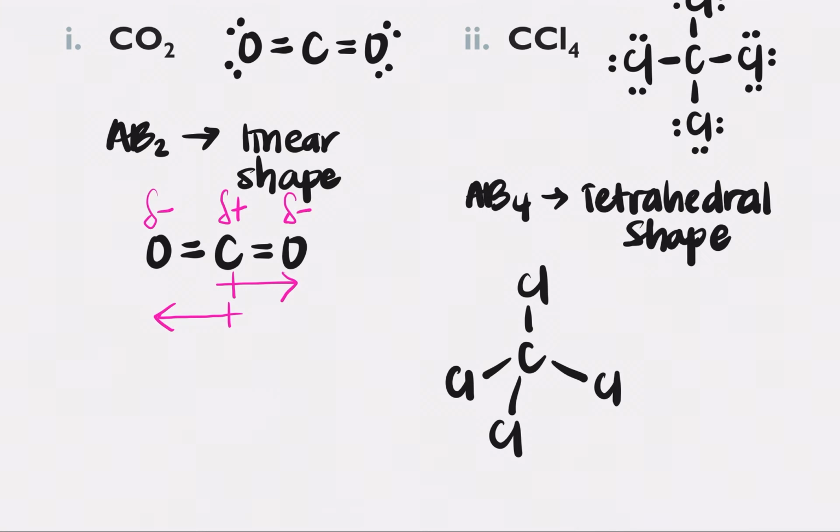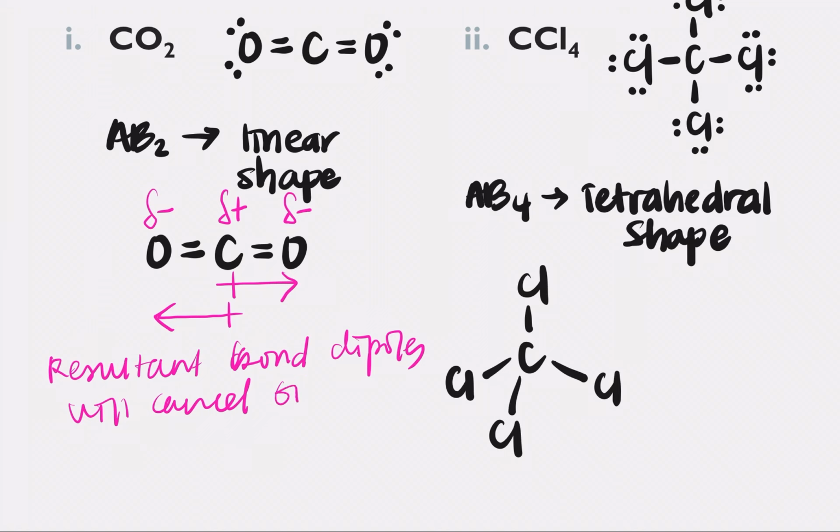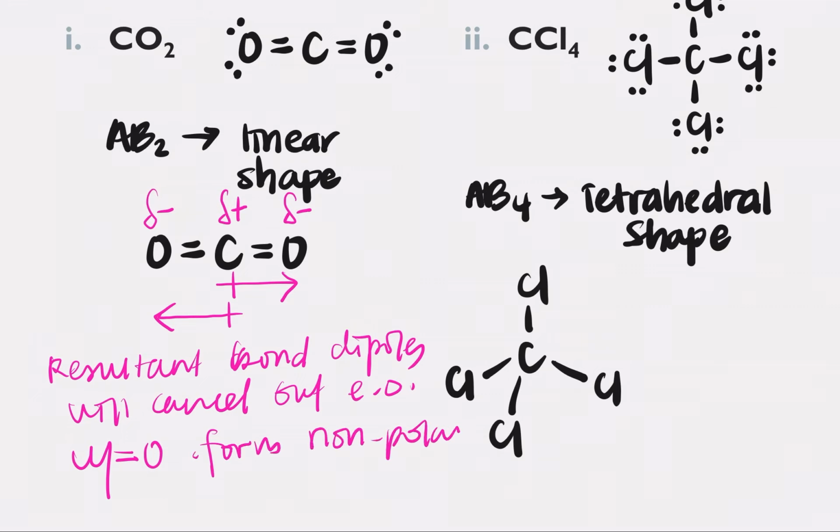Therefore, resultant bond dipoles will cancel out each other. Okay, therefore your mu is equal to 0. Therefore you will form a non-polar molecule. Okay, so CO2 is a non-polar molecule.